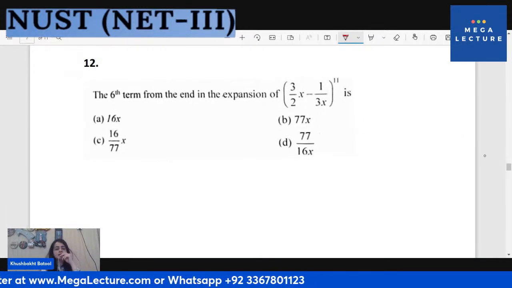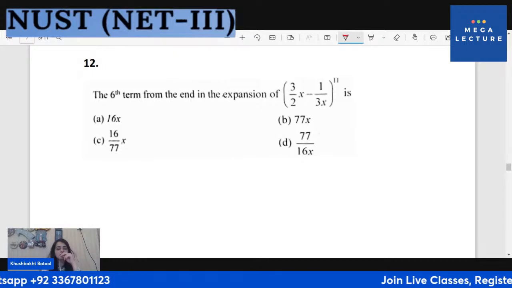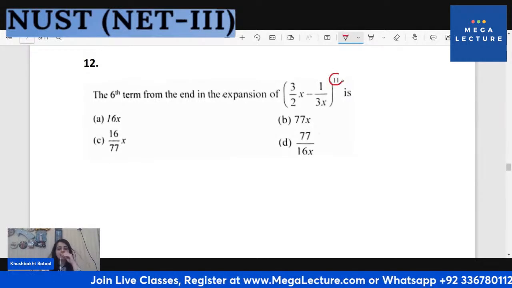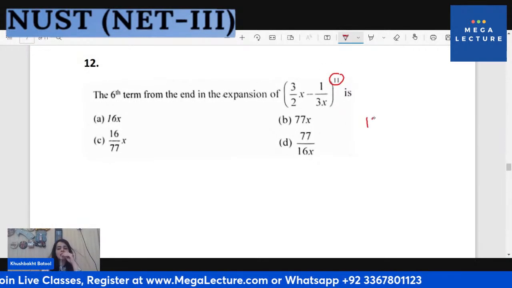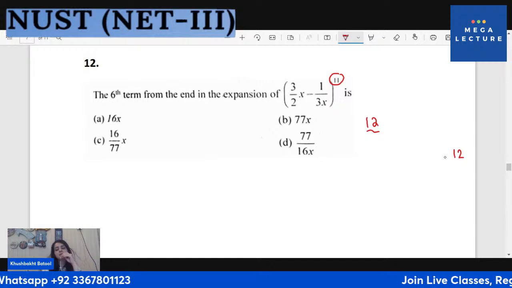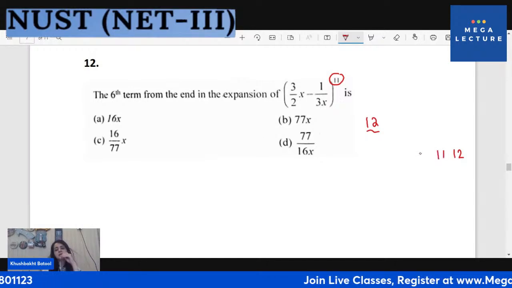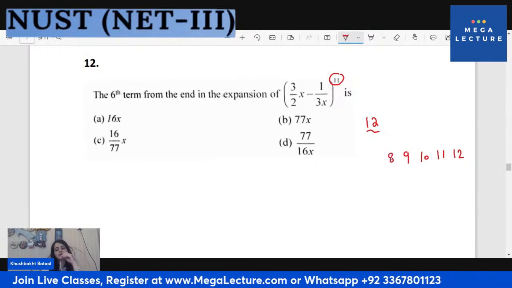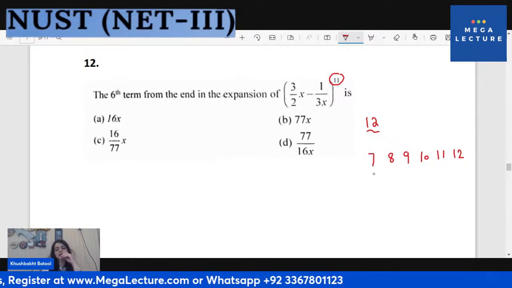Okay, now it says the sixth term from the end in the expansion of this. This number right here is 11, so this is going to have 12 terms. If it has 12 terms, this would be the last term, then the second last term, then the third last term, then the fourth last term, then the fifth last term, then the sixth last term.